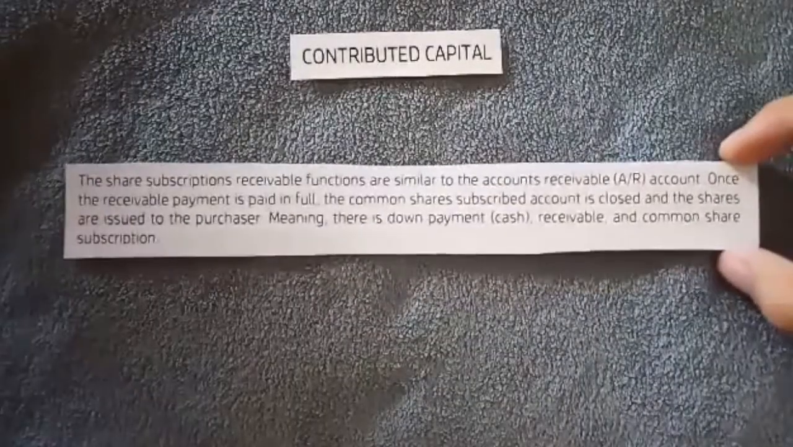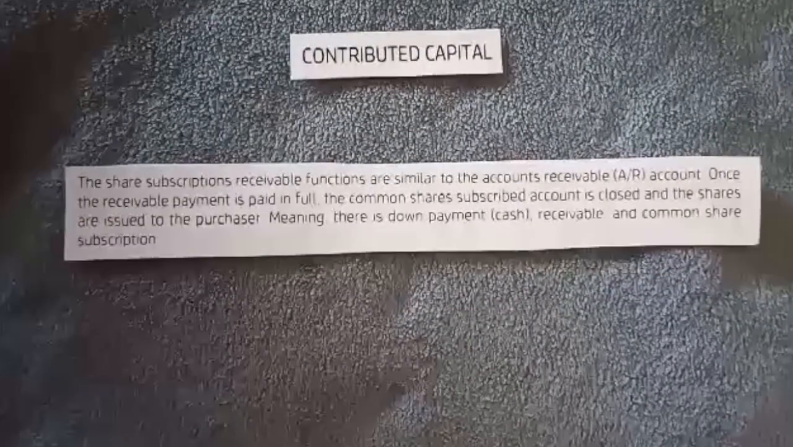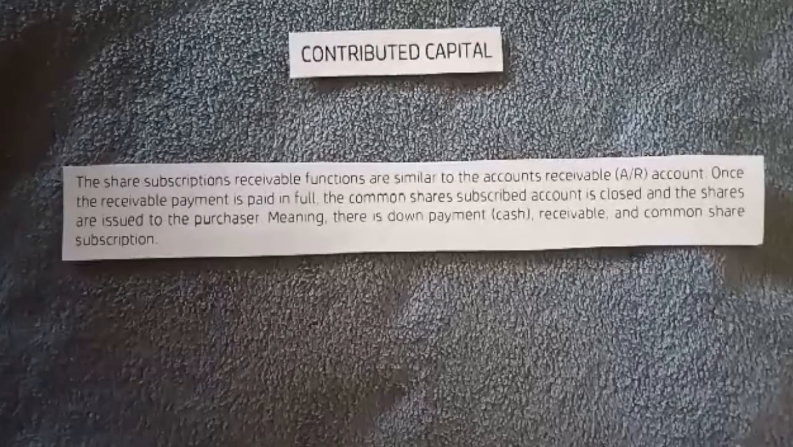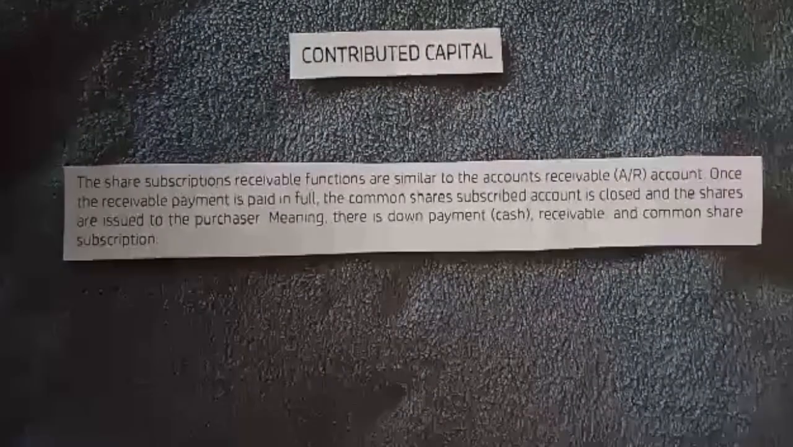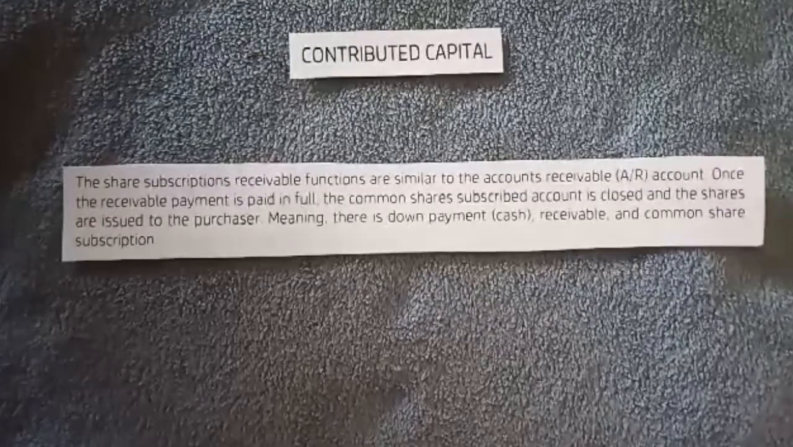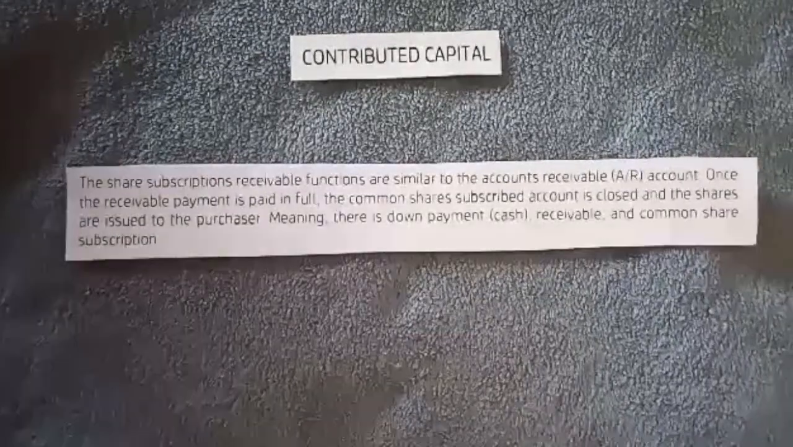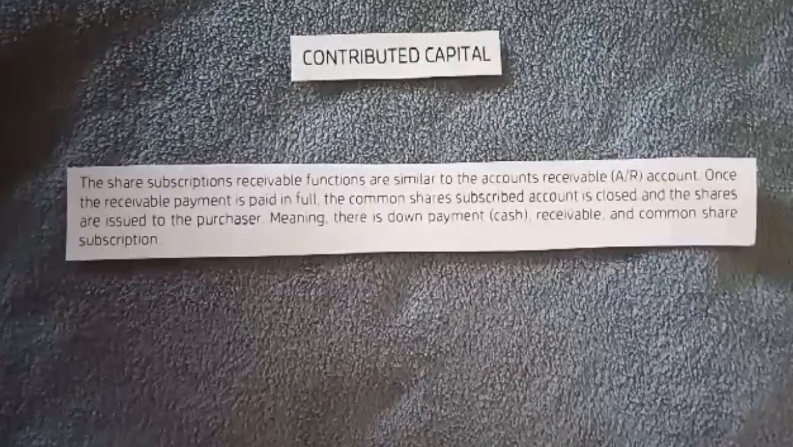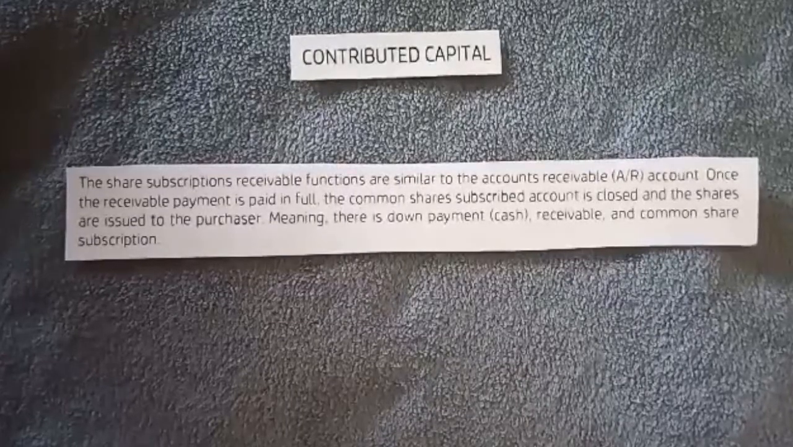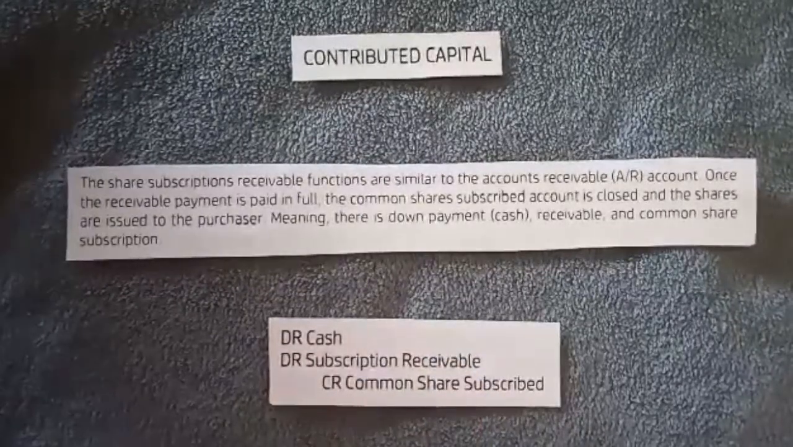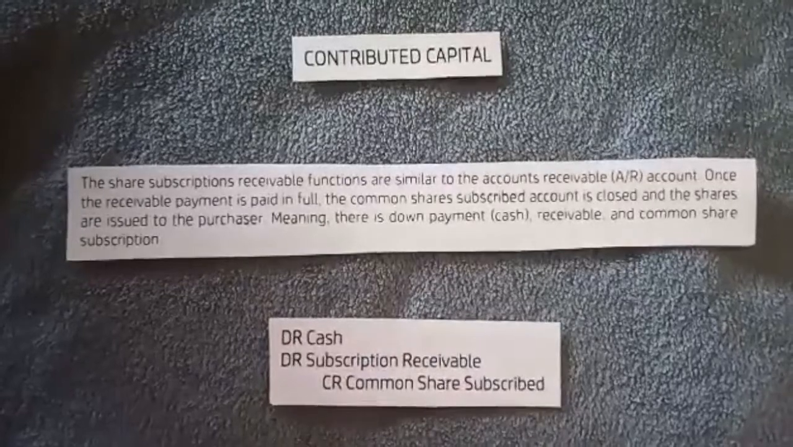In our second journal entry, the share subscriptions receivable functions similarly to the accounts receivable account. Once the receivable payment is paid in full, the common share subscribed account is closed and the shares are issued to the purchaser. This means there is a down payment, a receivable, and common shares subscribed. The journal entry here would be to debit cash, debit subscription receivable, and credit common shares subscribed.